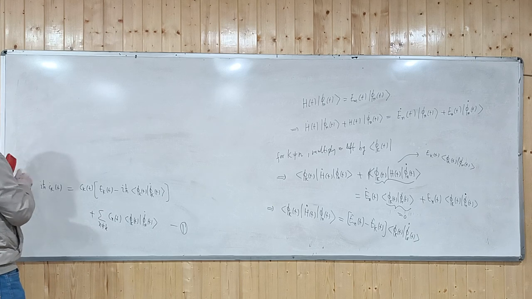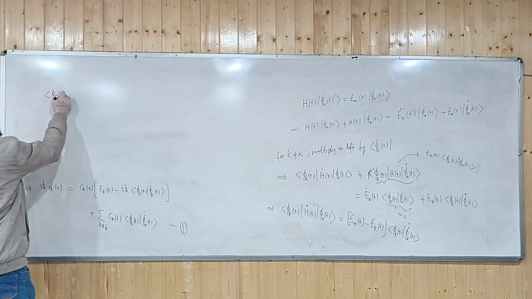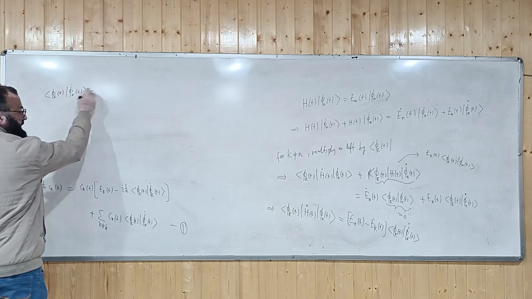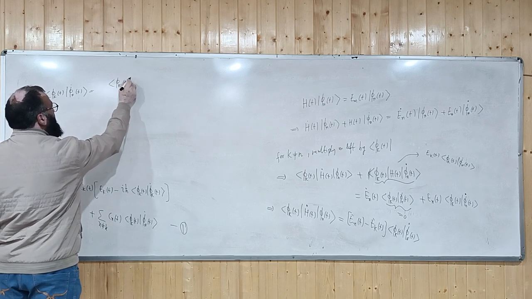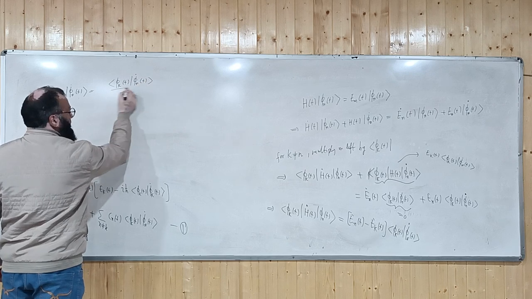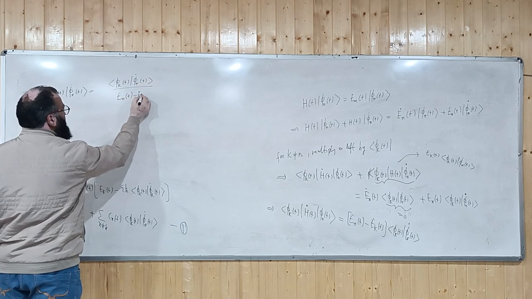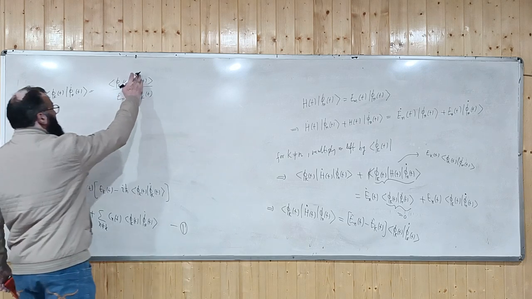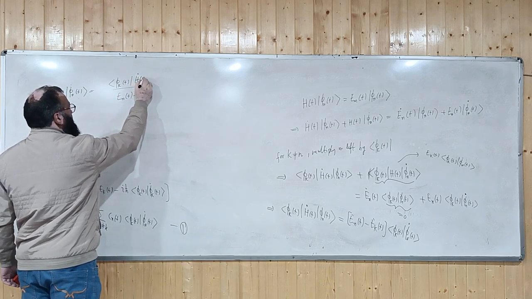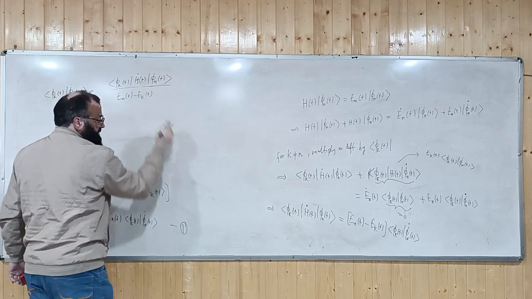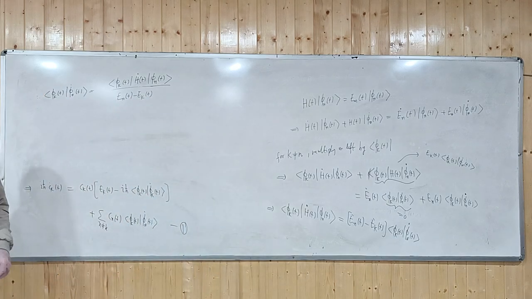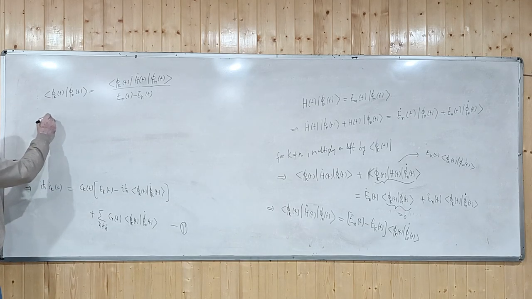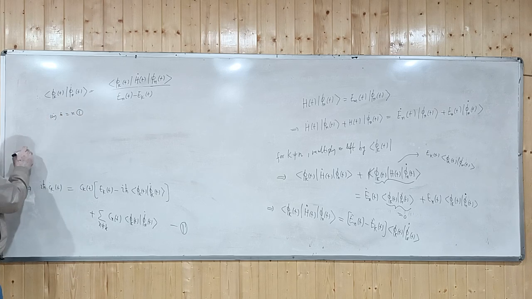So what you are having, therefore, this φ_k(t) φ̇_n(t) is equal to φ_k(t) Ḣ φ_n(t) divided by E_n(t) minus E_k(t). So it is Ḣ, Ḣ between φ_k and φ_n, divided by that energy difference, is it? Okay. So now let's substitute it here, in equation one. So what will you get?